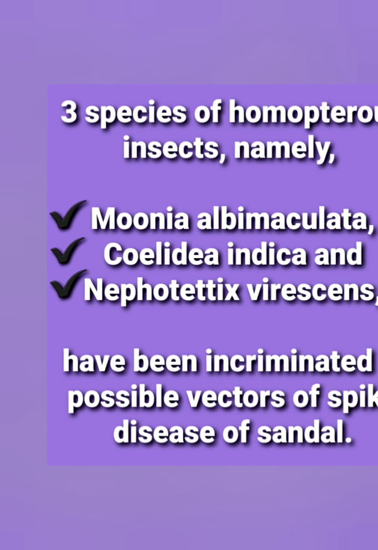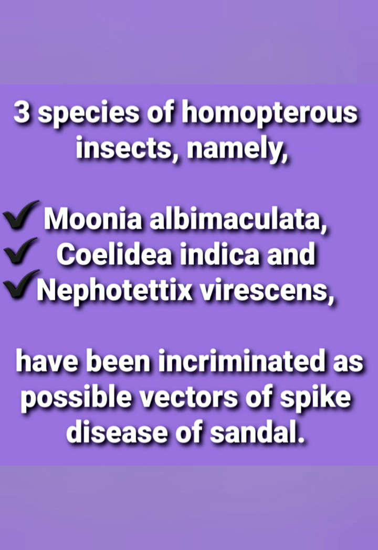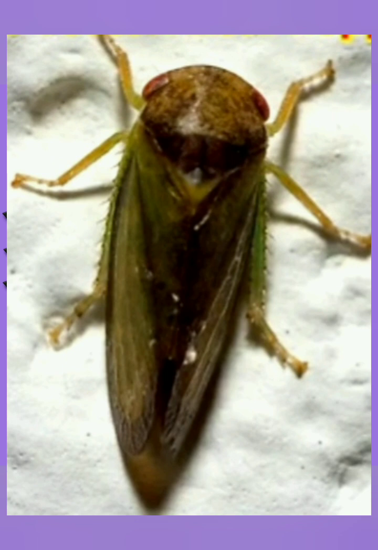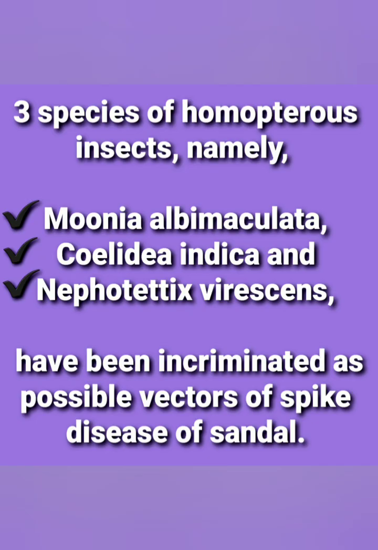3 species of Homopterous insects, namely the Moonia, Coelidia and Nephotettix, have been incriminated as possible vectors of spike disease of sandal.